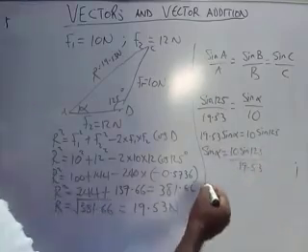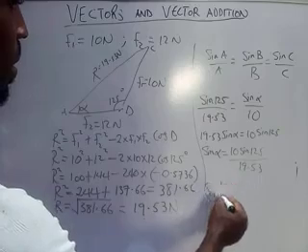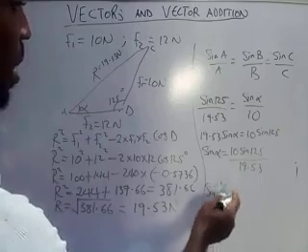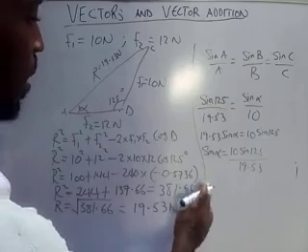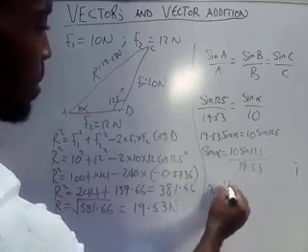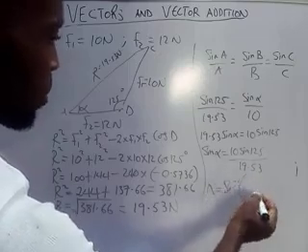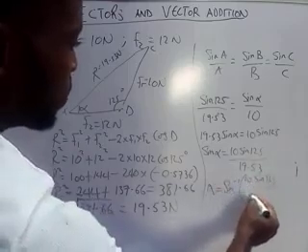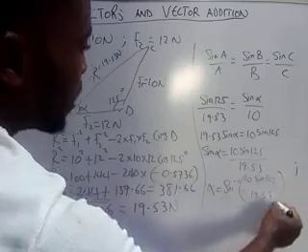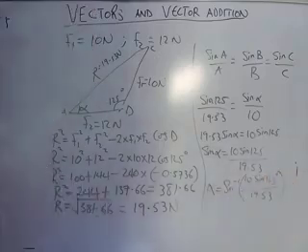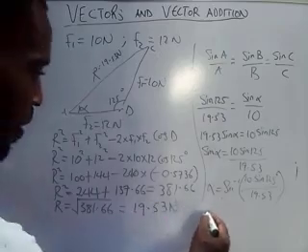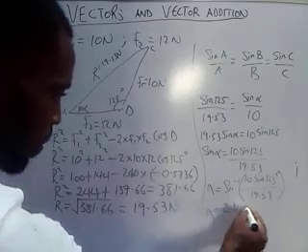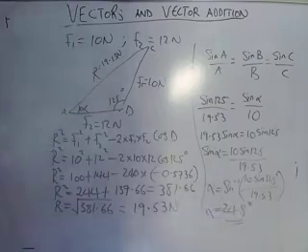Now we are looking for the sine inverse. Our alpha now is the sine inverse of 10 sine 125 over 19.53. When you take the sine inverse of that, it gives our alpha as 24.8 degrees.